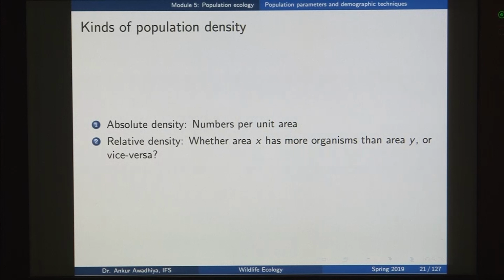Absolute density is the number of organisms per unit area, and relative density is only asking the question whether area X has more number of organisms than area Y, or does area Y have more number of organisms than area X. So, in that case, we are not interested in the actual numbers. What we are interested in is only which area has more number of individuals. So, that is the relative density.